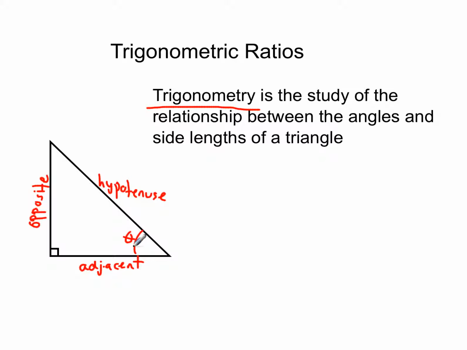So that's what I mean by everything is relative to theta. The side that we call opposite is opposite to our angle, theta. The side that we call adjacent is adjacent to our angle, theta. So these are our players. We're going to use them to find some very cool things, to find some ratios.